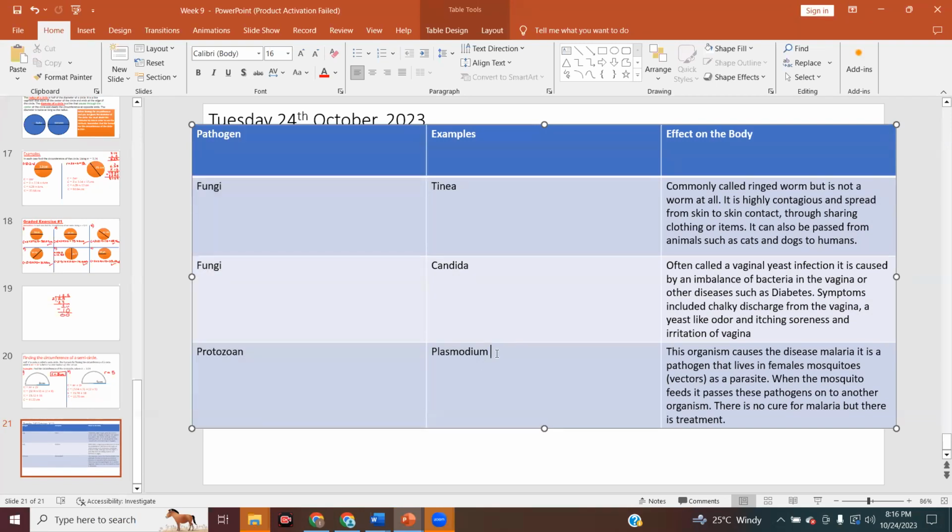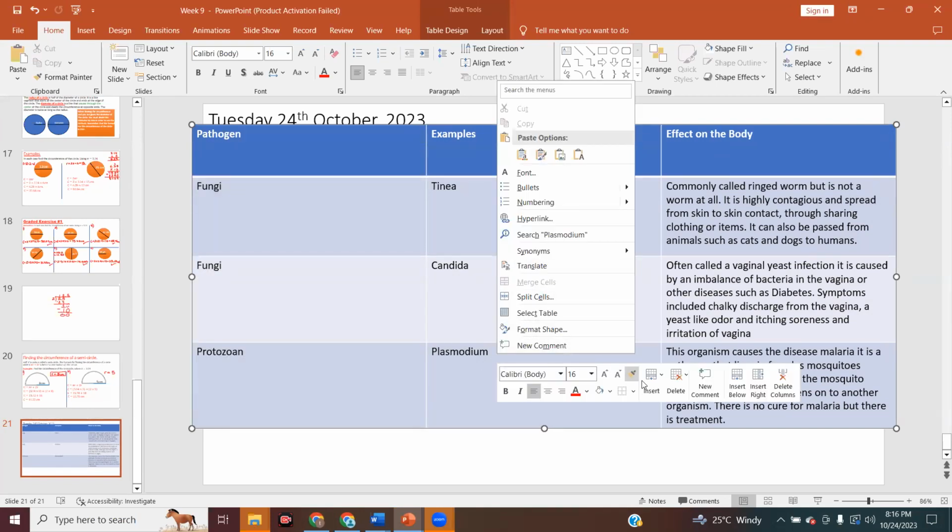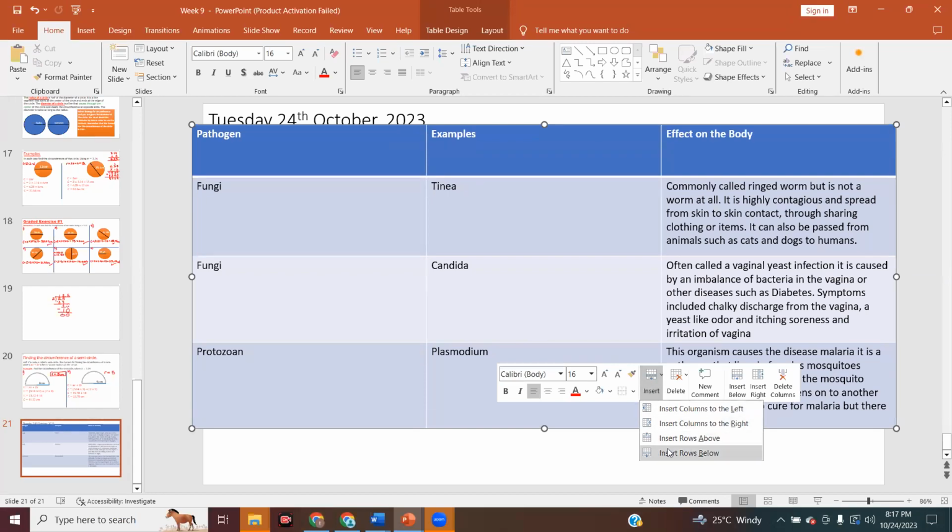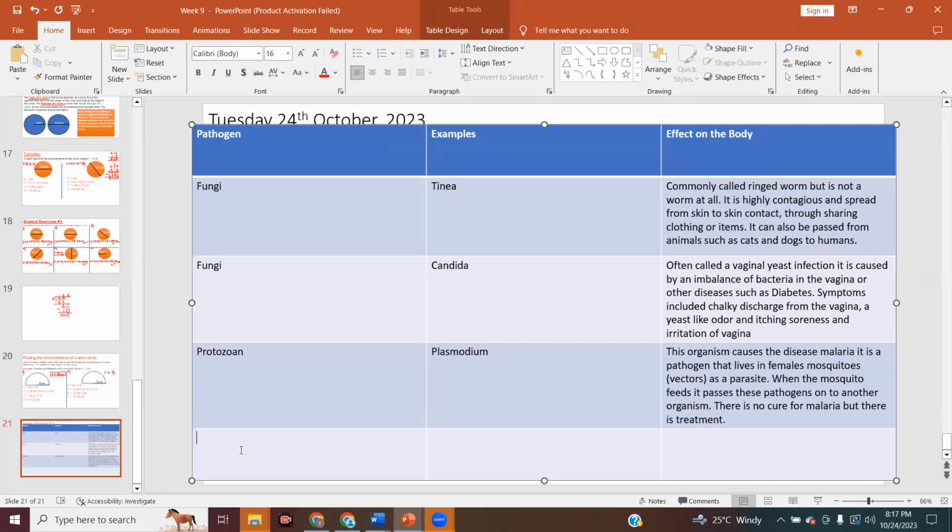The last part of pathogenic diseases is going to be worms. Worms.